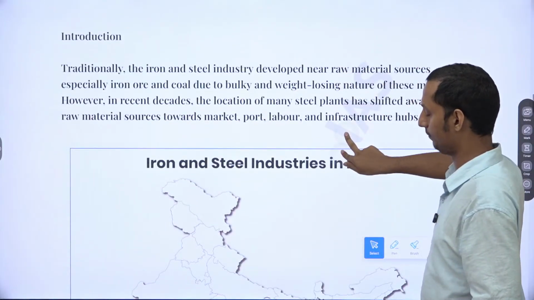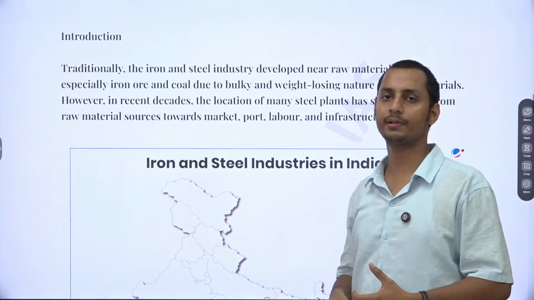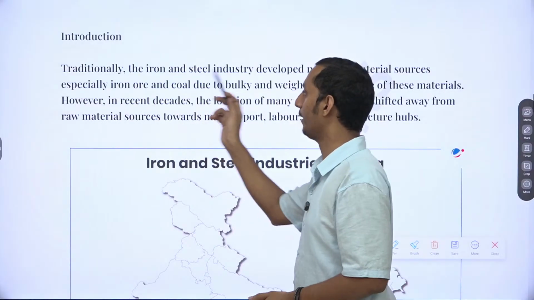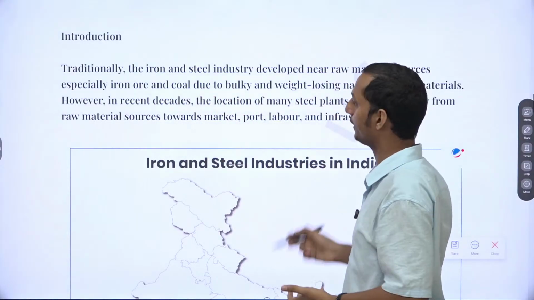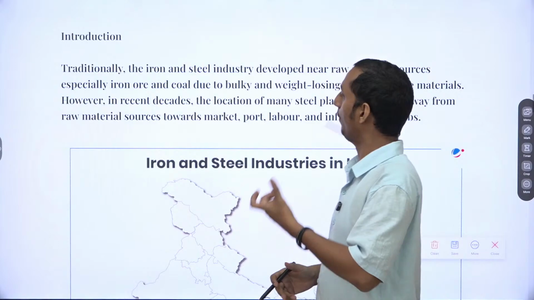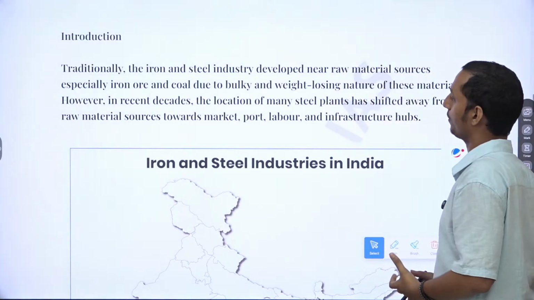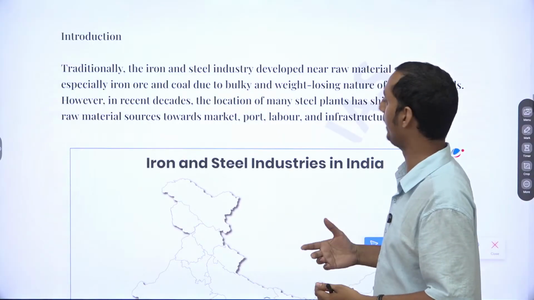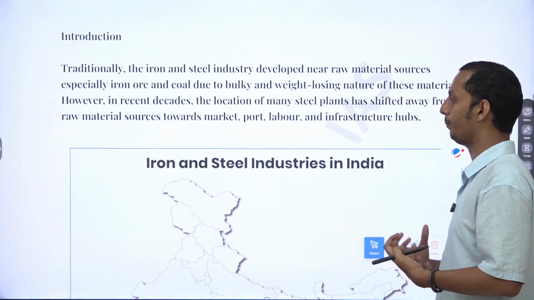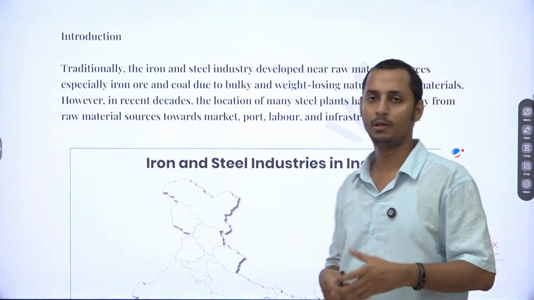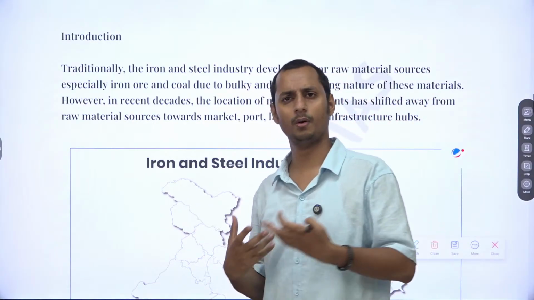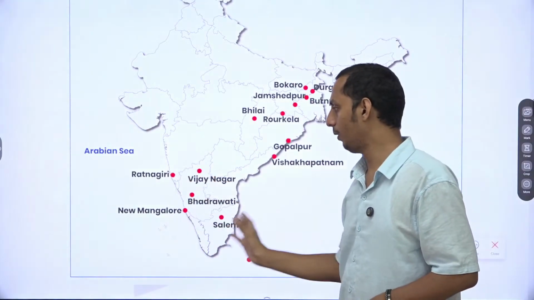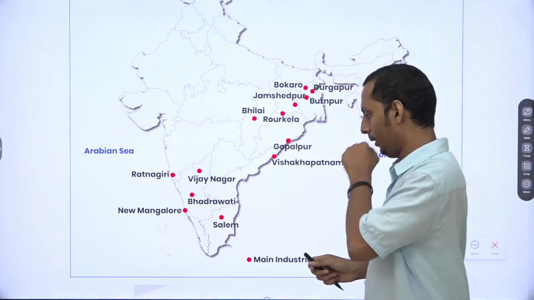So in the introduction, you need to mention a comparison between the previous iron and steel industries and today's iron and steel industries. Traditionally the iron and steel industries developed near the raw material sources, especially iron ore, due to its bulky and weight-losing nature. But in the recent decades, the location of many steel plants has shifted away from the raw materials towards market, port, labor and infrastructure hubs. You can maybe mention that. If you do not mention it, also it's fine. Now provide some mention of the iron and steel industries in India in areas where there are no raw materials.